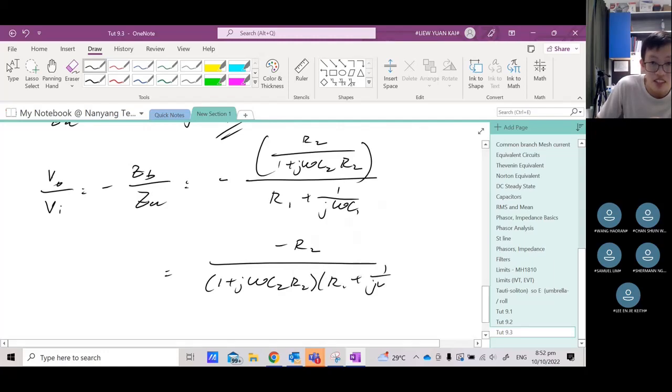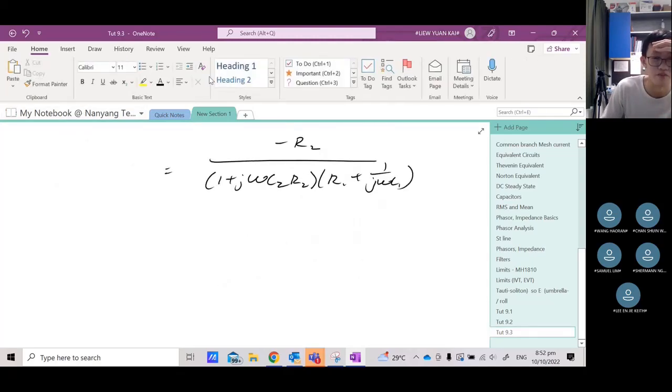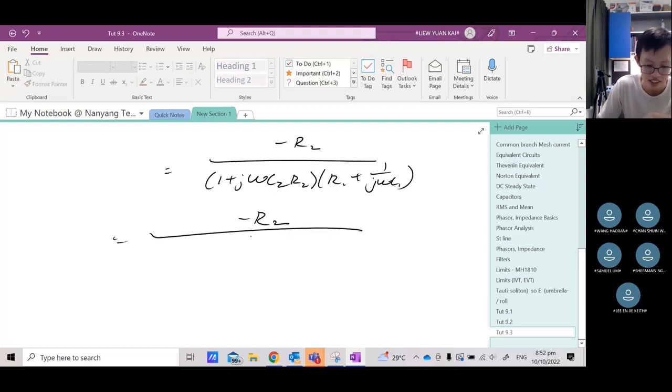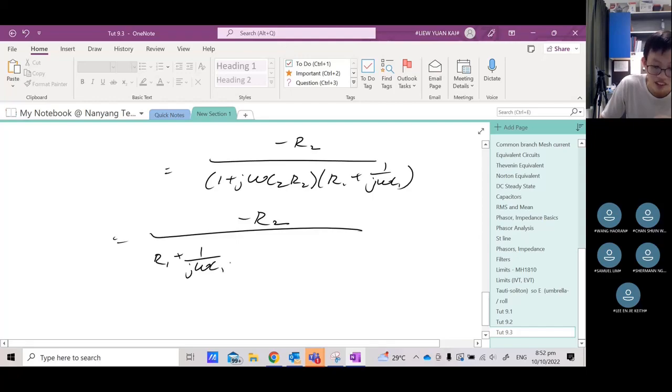R1 plus 1 over j omega C1. So our job here is to just expand and simplify the bottom. Yeah, I know. Terrible, right? So this times this, what will you get? It's just R1 plus 1 over j omega C1 plus j omega C2 R1 R2 plus C2 R2 over C1.